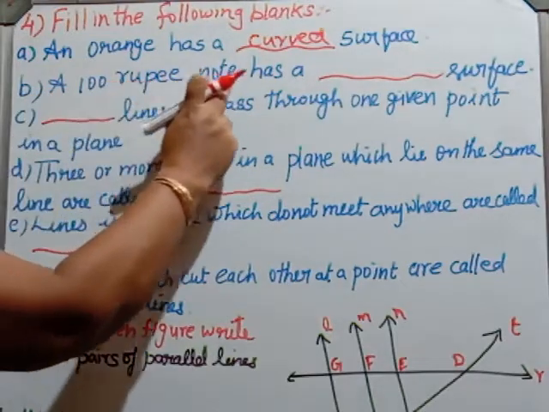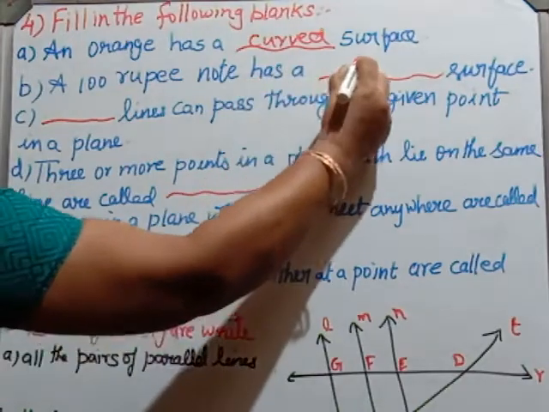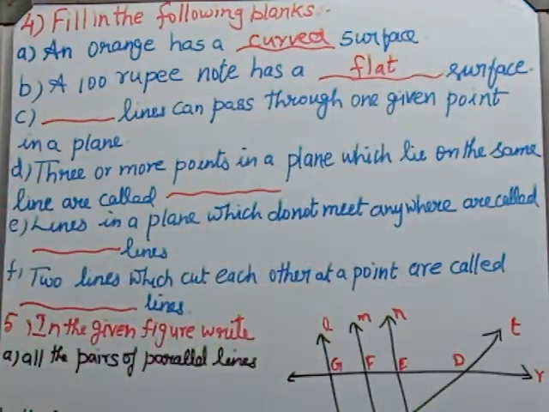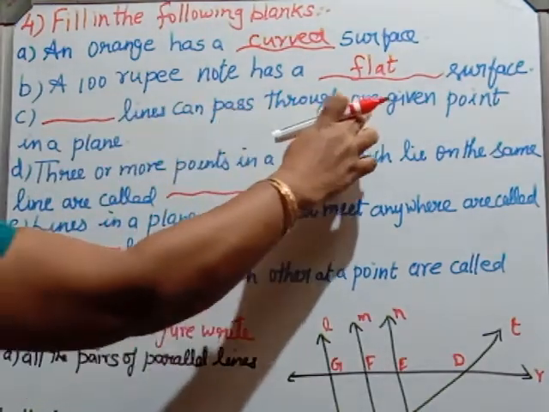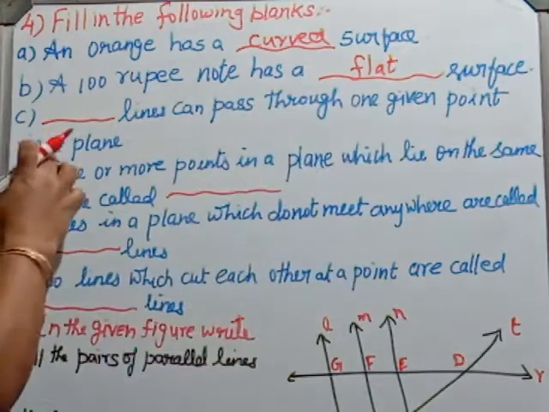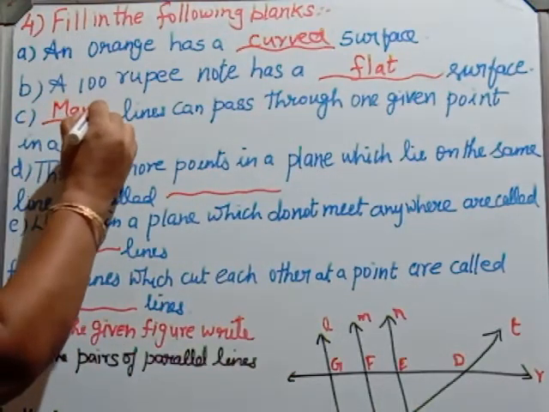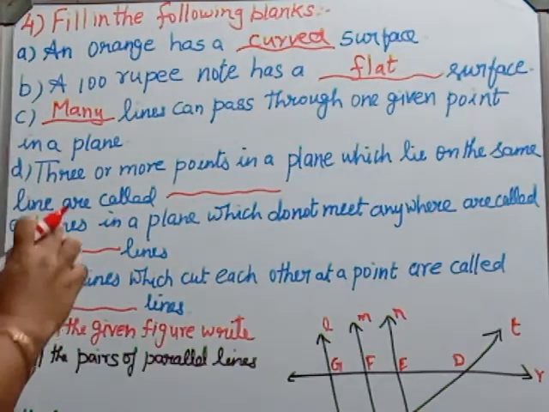A 100 rupee note has a, everyone has seen the 100 rupee note? What surface? It has a flat surface. Now, dash lines can pass through one given point in a plane. How many? Many. Many lines can pass through one given point in a plane. Now, we'll move to the next one.